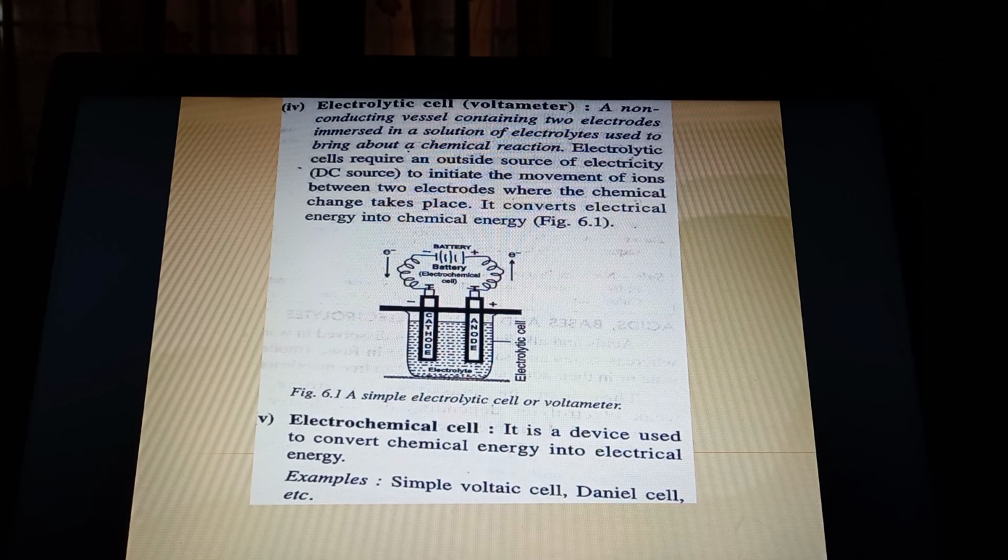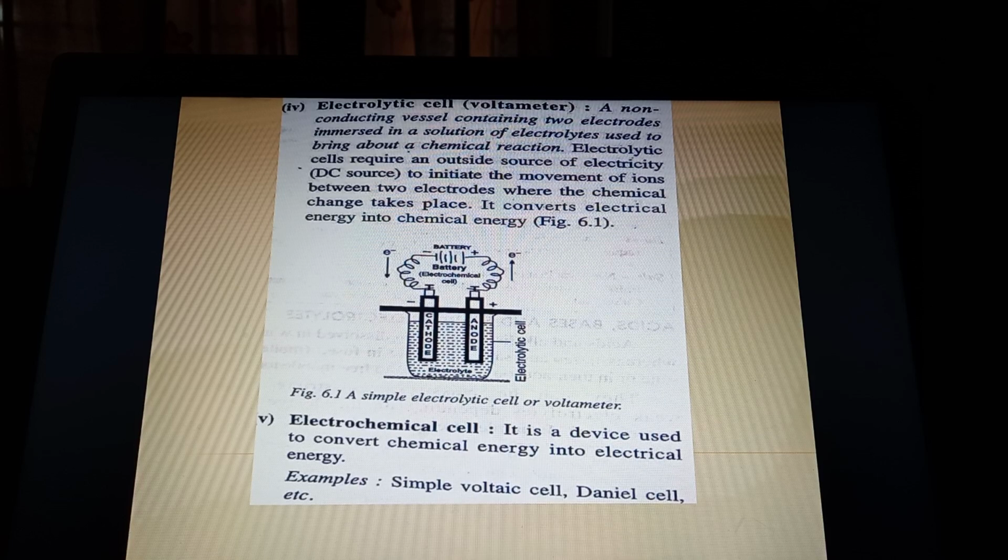So today we will be discussing what is an electrolytic cell. See, electrolytic cell is also called the voltameter, and basically you can see in the diagram that it's a non-conducting vessel. Means we have to ensure that the vessel selected to make the electrolytic cell should be non-conducting. That is, it should not itself get involved in the reaction. Secondly, in the electrolytic cell you can see that there are two metal plates. One is cathode and one is anode. So basically a non-conducting vessel supported with two electrodes, and it is immersed in a solution of electrolyte.